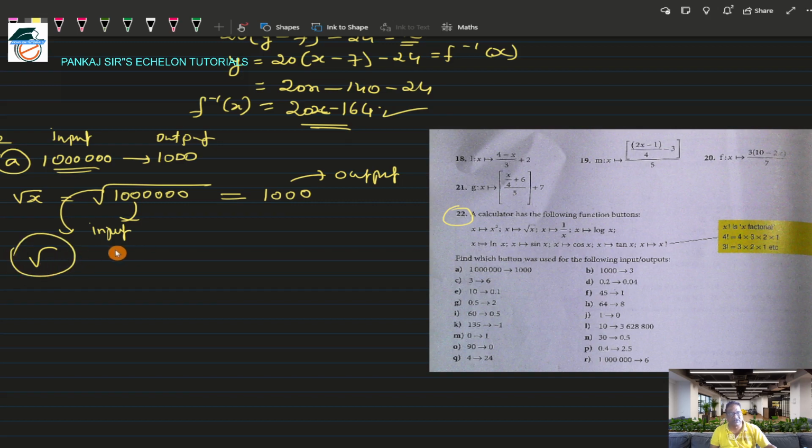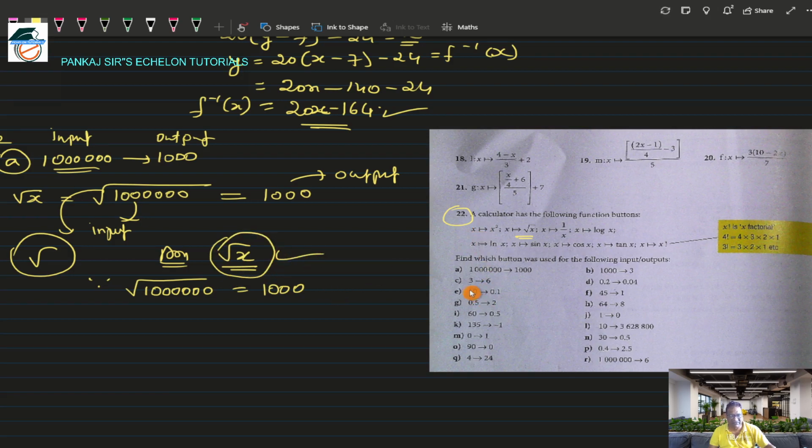So the question is what button you will press to get this input and this output for A. Your answer has to be that the function should be root x. And you can write the reason: because root of 1, 2, 3, 4, 5, 6, if you do this, you get the answer as 1000. This is the reason why this particular button you are pressing.